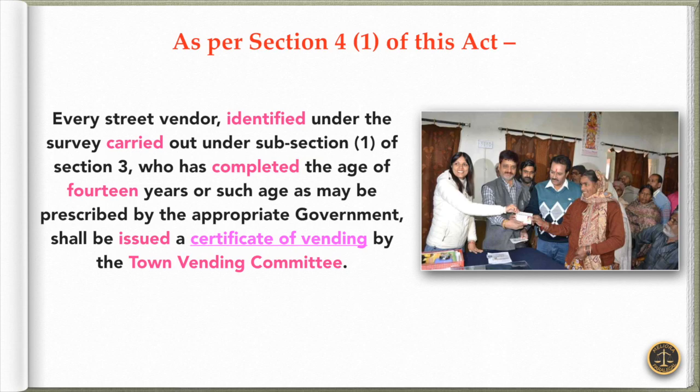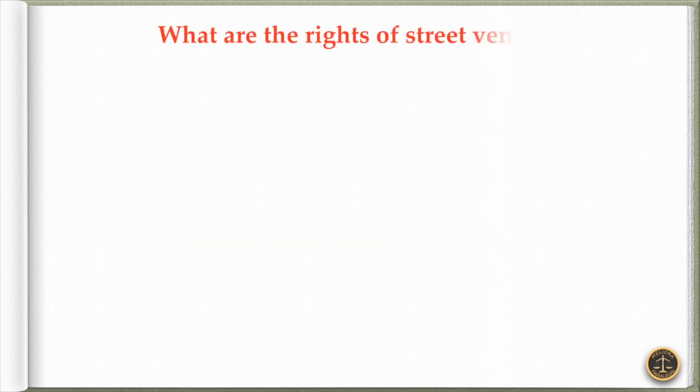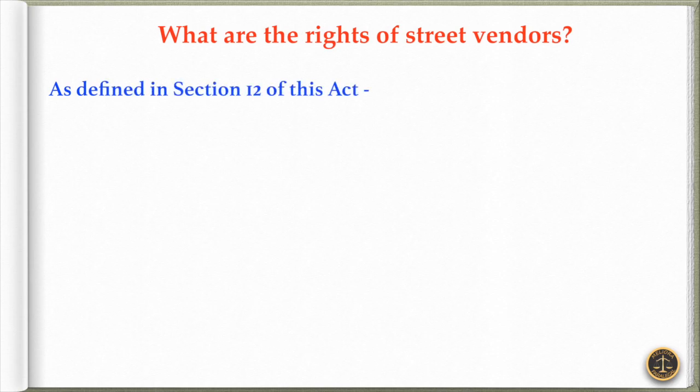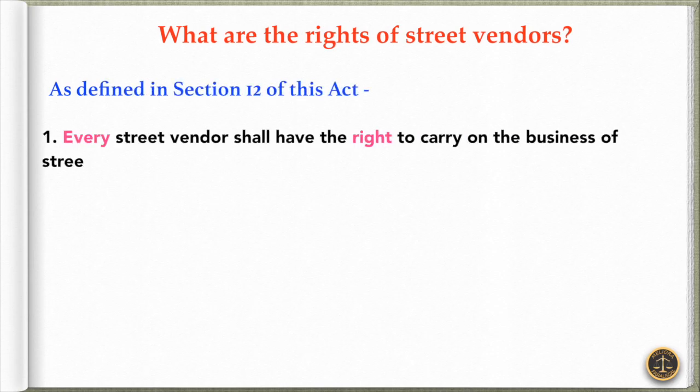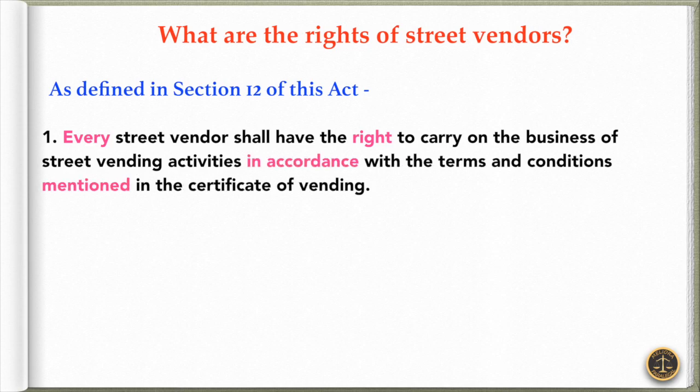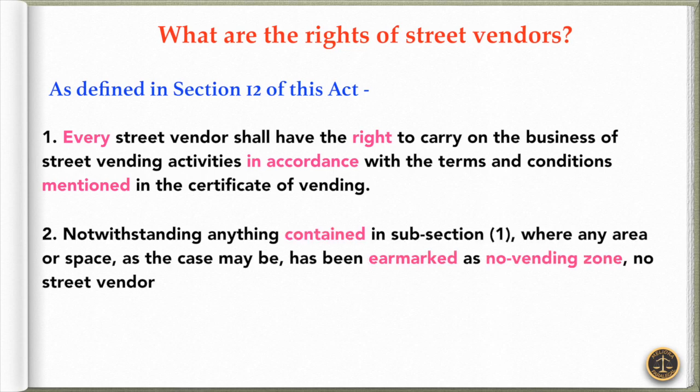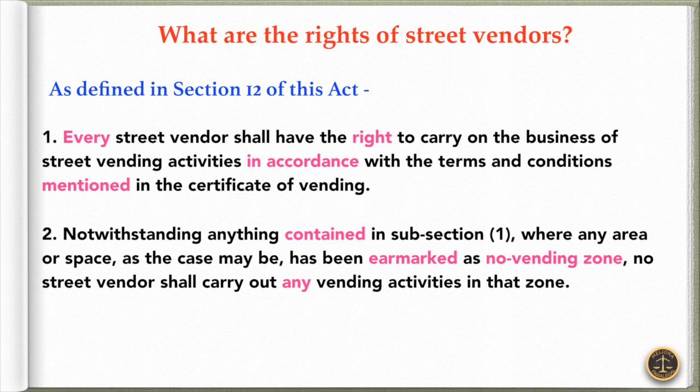Now the question is, what are the rights of street vendors? As defined in Section 12 of this Act, every street vendor shall have the right to carry on the business of street vending activities in accordance with the terms and conditions mentioned in the certificate of vending. But note, notwithstanding anything contained in subsection 1, where any area or space, as the case may be, has been earmarked as a no vending zone, no street vendor shall carry out any vending activities in that zone.